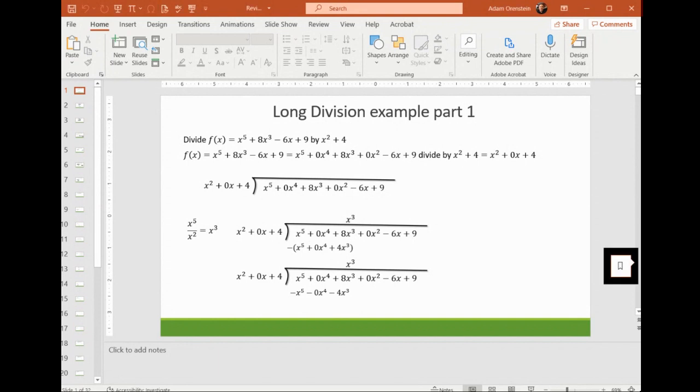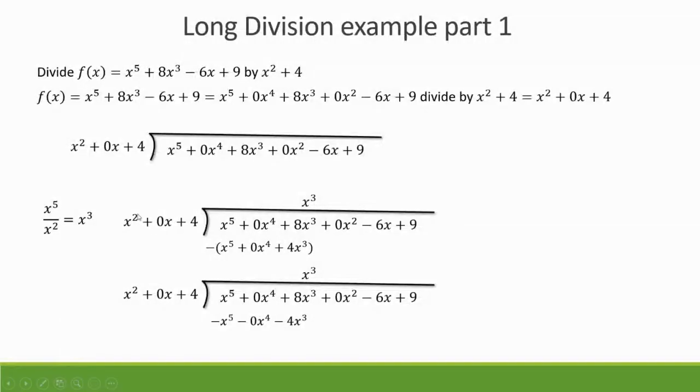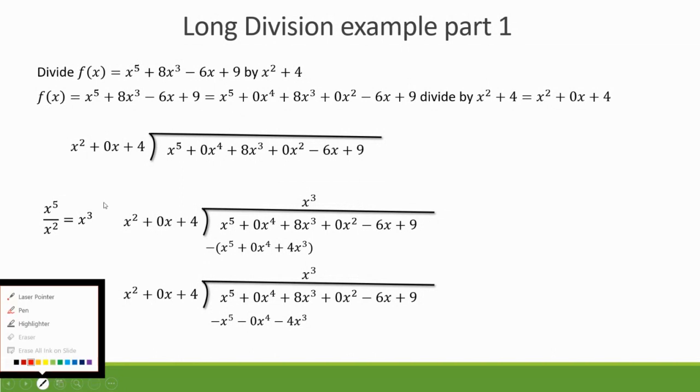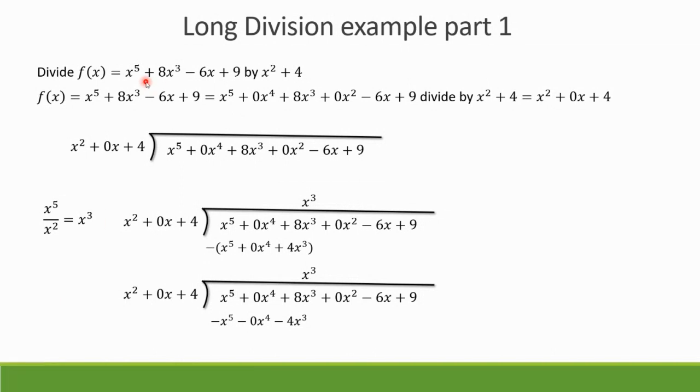All right, so for this example, again, you're dividing here, doing polynomial long division. Here we have f of x, which is this, and we're dividing by x squared plus 4. So basically, this here is our dividend, and this is our divisor, as you can see.